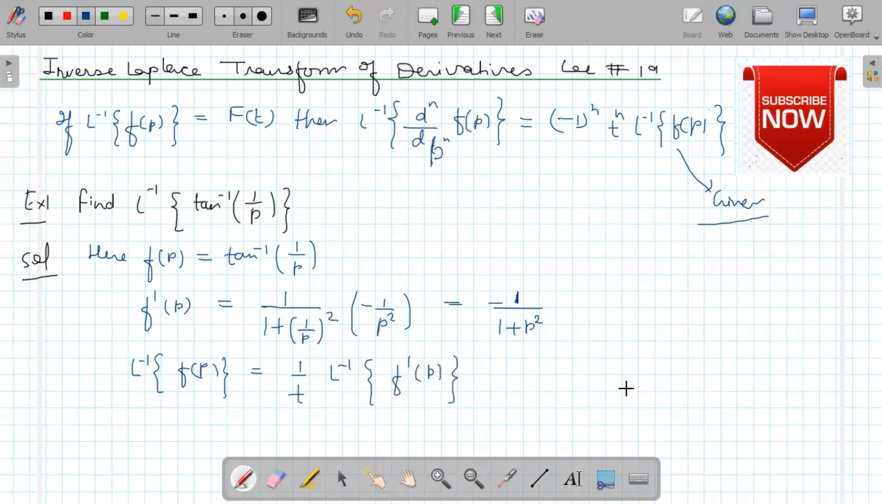Because this is the first derivative of F(p), it is denoted by F dash p. So here we have negative sign, minus 1 upon t Laplace inverse of minus 1 upon 1 plus p square. By linearity property, this minus will come here, so both will cancel each other, so that we have 1 upon t, and the Laplace inverse of 1 upon 1 plus p square is obviously sine t. So that will be the answer.